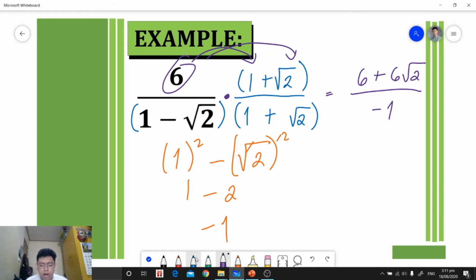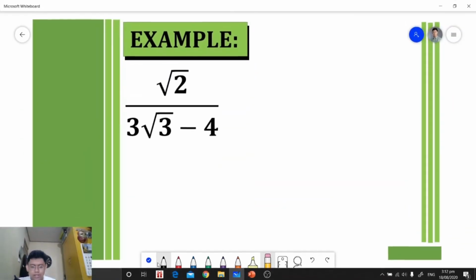Now, based on our given, we need to simplify this. So we divide each term by negative 1. So our final answer will be negative 6 minus 6 square root of 2. And that will be our final answer. So yeah, this is our last example for today.